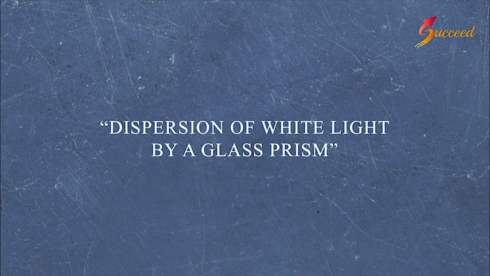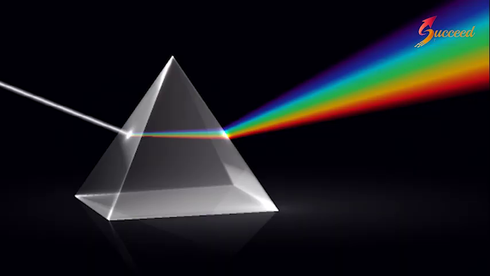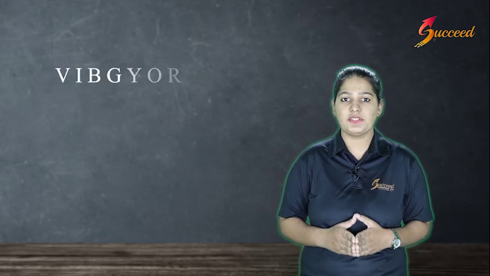Now let's discuss about dispersion of white light in a glass prism. Prism has 2 triangular bases and 3 rectangular lateral surfaces. It splits the white light into 7 colors. Do you know what are these 7 colors? Yes, you are correct. These are the 7 colors of the rainbow, which forms a VIBGYOR.